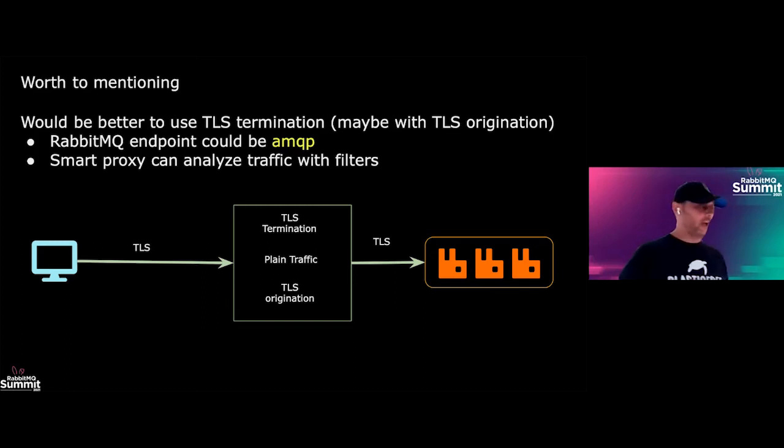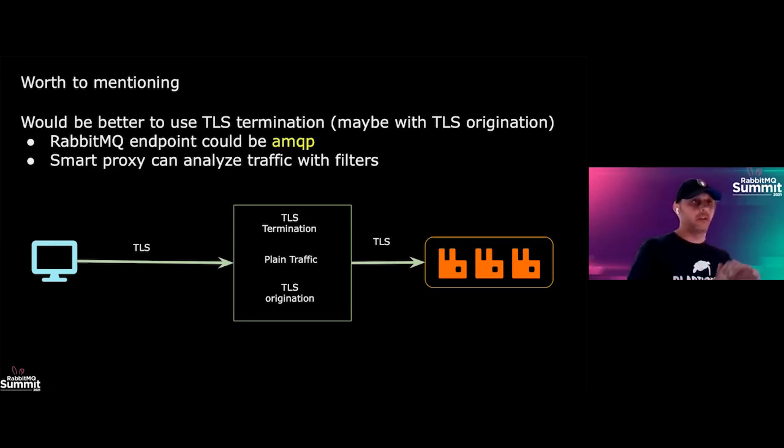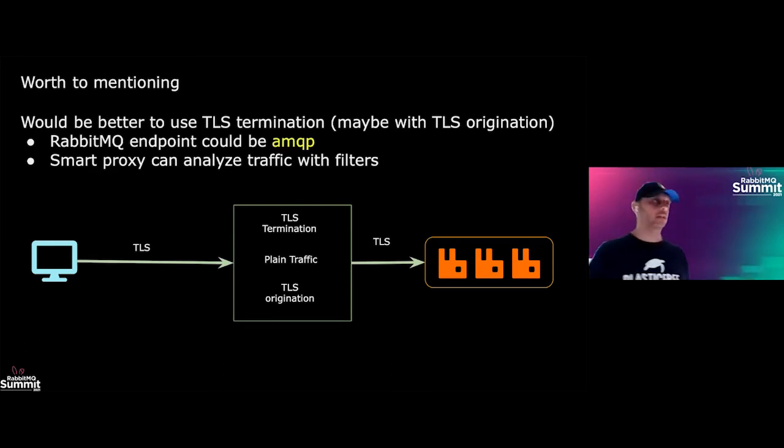I know that we are adding layers and making the configuration more and more complex, but I think that in some cases you should use this configuration. It would be better to use TLS termination and maybe TLS origination. What does it mean? It means that you have the TLS communication between your client and the proxy, that in this case is Traefik, but can be something else. Then it redirects the traffic to the endpoint.